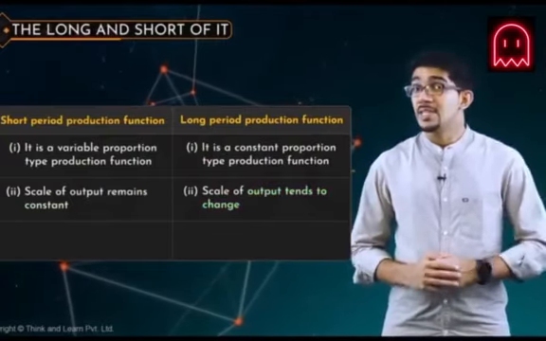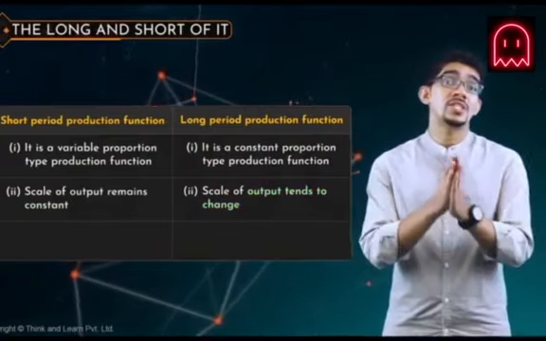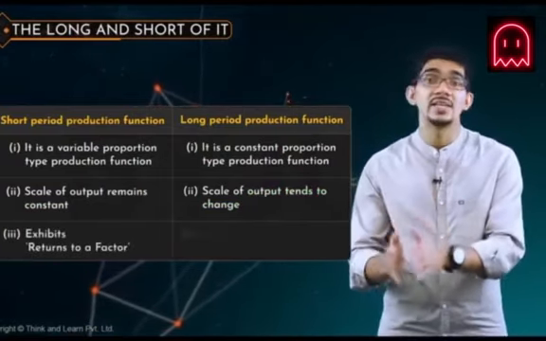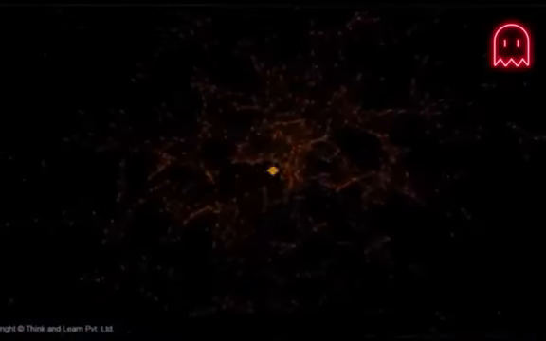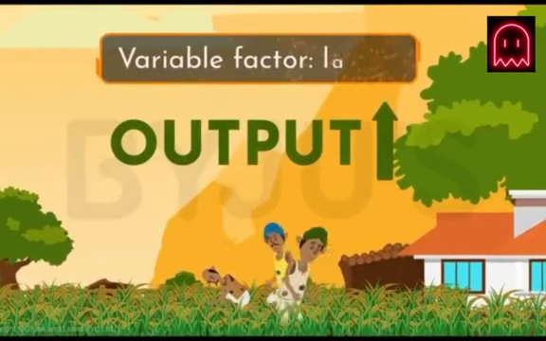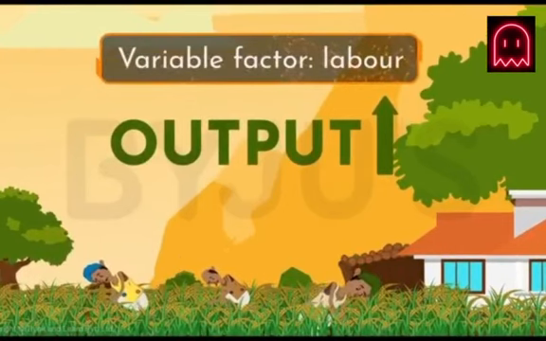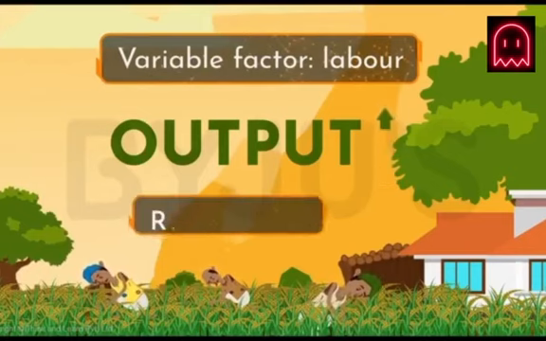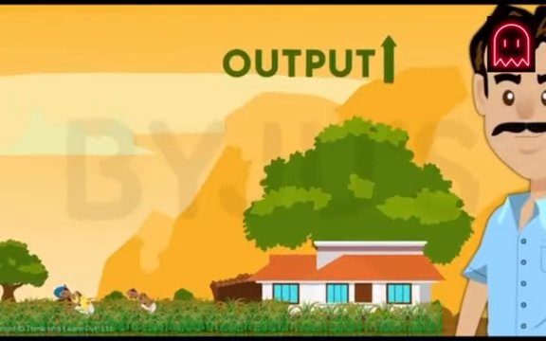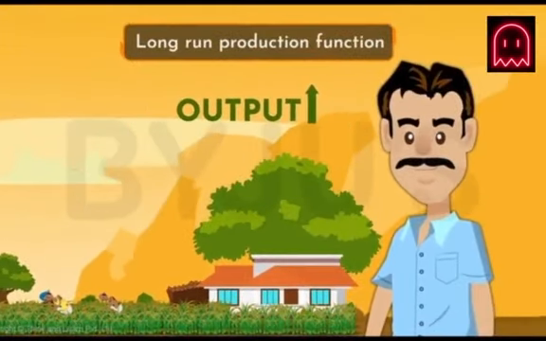The third difference is that the short-run production function exhibits returns to a factor, while the long-run production function exhibits returns to scale. During the short run, output, as we know, is increased by increasing the application of the variable factor. Accordingly, the behavior of the output in response to the increasing application of the variable factor is studied as returns to a factor. During the long run, output is increased by increasing the scale of production. Accordingly, the behavior of output in response to the expanding scale is studied as returns to scale.